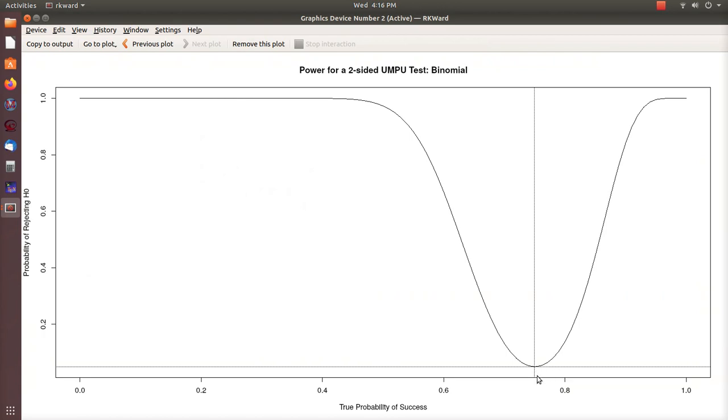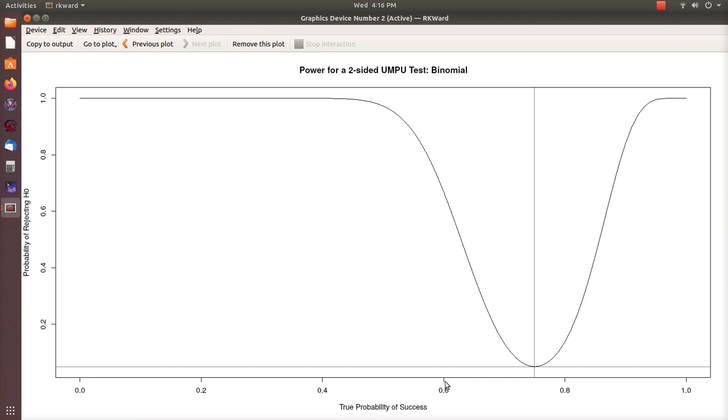Notice that at 0.75 we're right here, and the dotted line is the 0.05 level. Every point in the alternative region is above that, and it has to be because it's an unbiased test. If it were not unbiased, it would dip below it somehow. So this is the power curve for the uniformly most powerful unbiased test in the binomial setting.